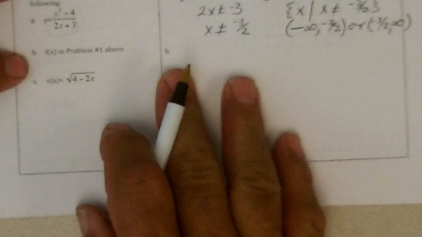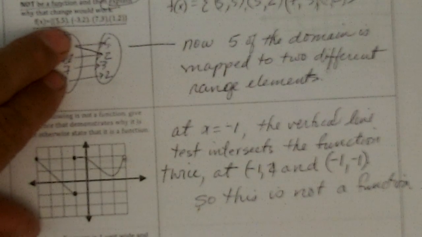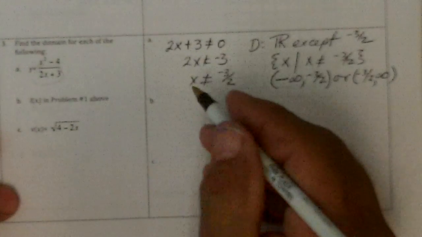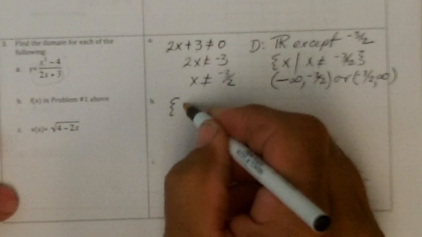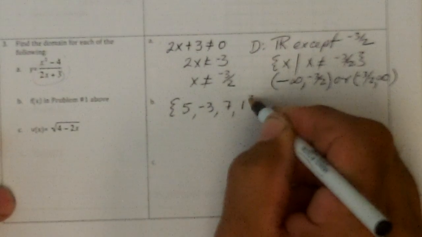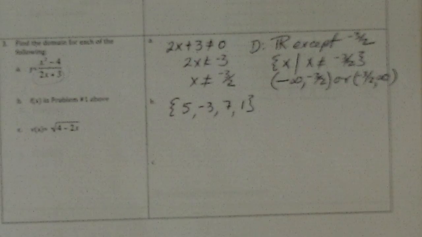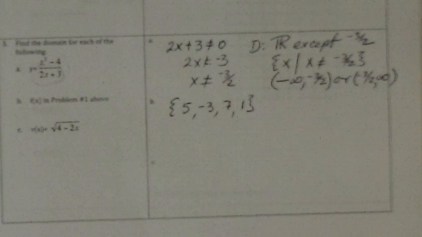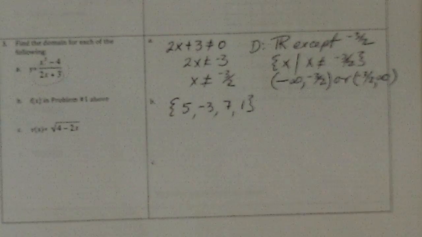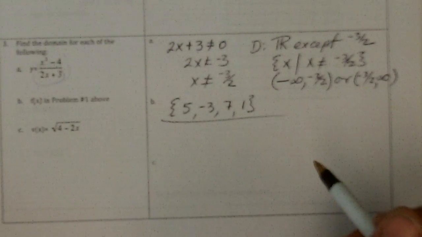B, f of x in this one. So what's the domain? That's the x values. That's these. So the 5, the negative 3, the 7, and the 1. So I can only list those. I can't use interval notation, parentheses, because the numbers in between are not included. And I can't say from negative 3 to 7, because those would include the numbers in between. Only those, and so I can only list the 4 domain elements that are there.